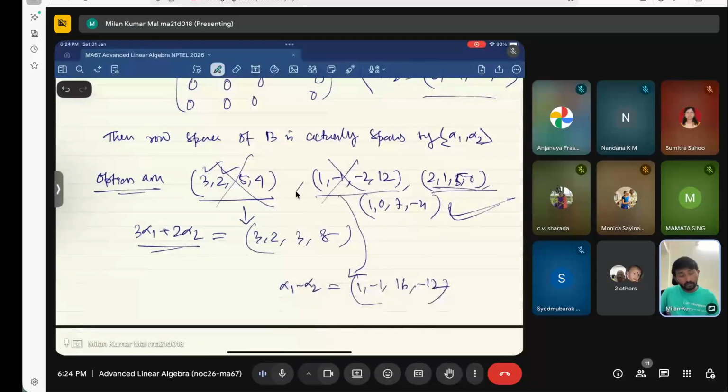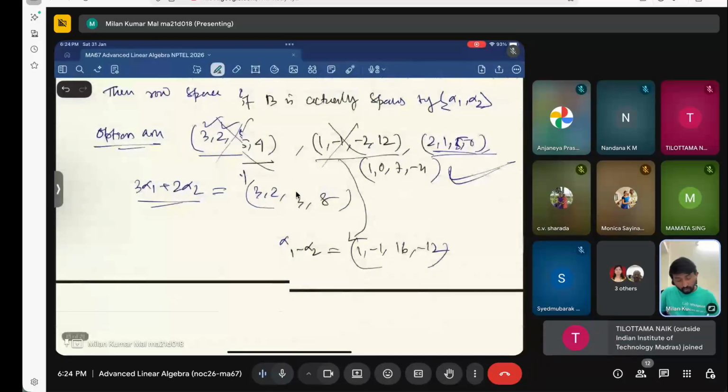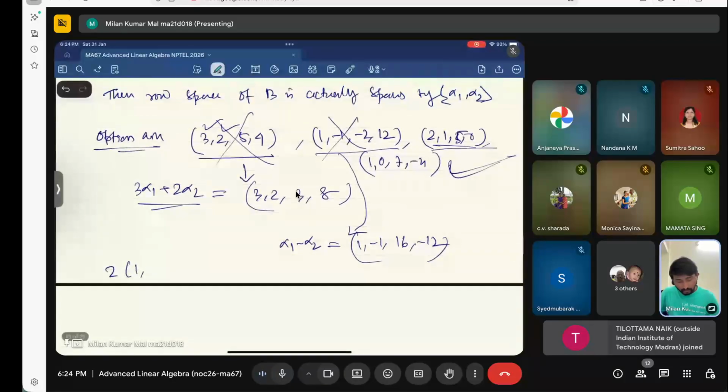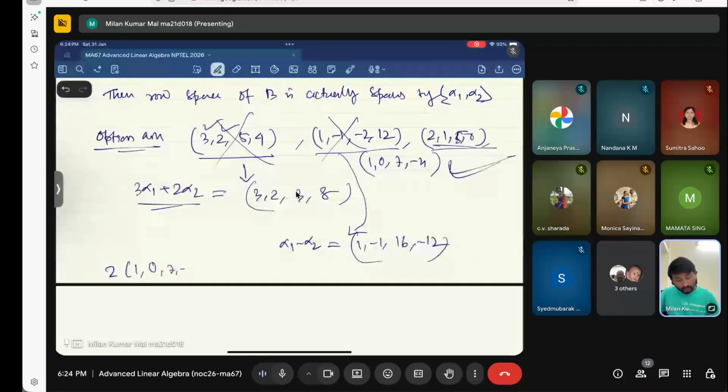So whether this term is here or not, let's check. So 2 into 1, what was the term? 1, 0, 7, minus 4, plus 1. 1 means this is the first term, there is no problem. 0, 1, minus 9, 8.